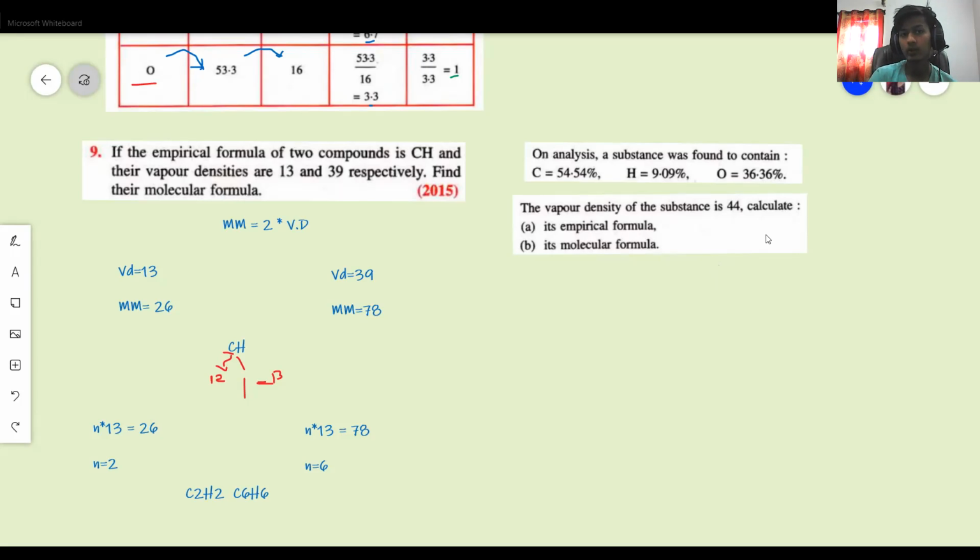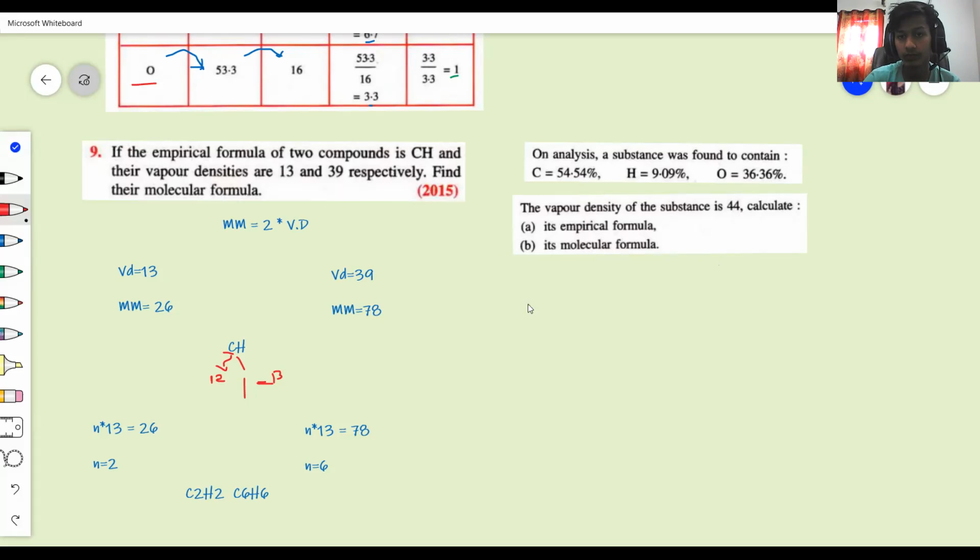We just saw two examples of calculating the empirical formula. What we do is create a chart. A chart is a must. In the first column, we write the name of the compound, C, H, O. In the next, we write the percentage. So we have 54.54, then 9.09.